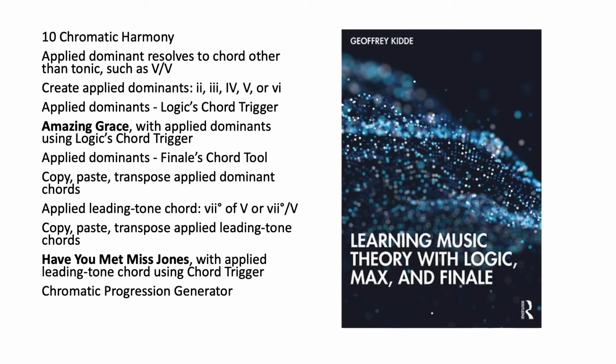The first type of chromatic harmony that we'll look at is the so-called applied dominant chord. An applied dominant is a chord which resolves as in the dominant function to a chord other than the tonic. The most common example is the 5 of 5, which is to say a dominant which resolves to the dominant chord. We can create applied dominants that resolve to the supertonic, mediant, subdominant, dominant, or submediant chords.